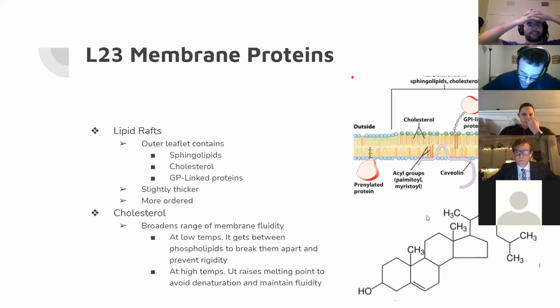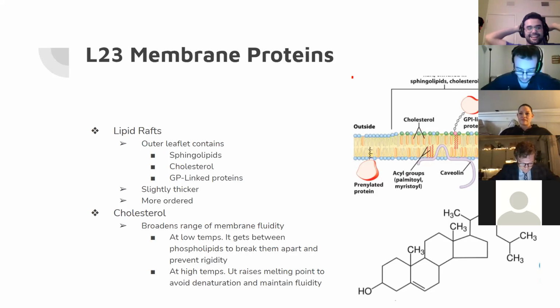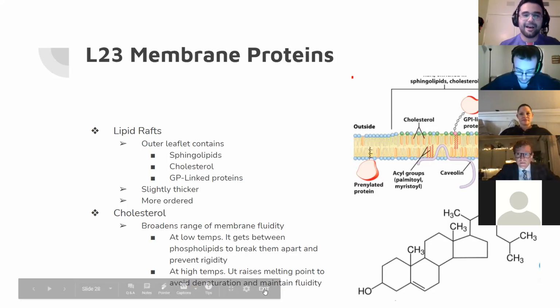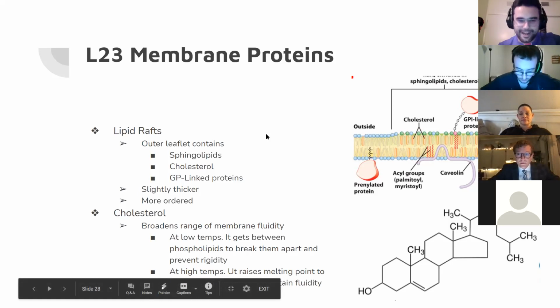Lipid rafts, sorry, I said lipid rats. I've been working so much today that I am exhausted. I can't wait to take a shower and go to bed. Okay, lipid rafts. Oh my God, lipid rafts.